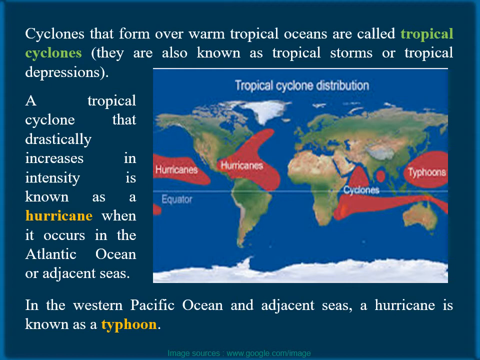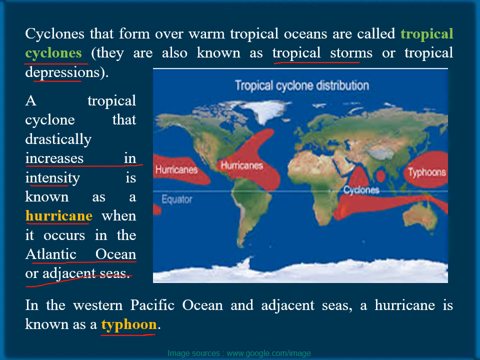Now, cyclones that form over the warm tropical oceans of Earth are known as tropical cyclones. They are also known as tropical storms or tropical depressions. Here you can see all these cyclones mainly occur near about 20 to 30 degree latitudes of both hemispheres. A tropical cyclone that drastically increases in intensity is known as a hurricane when it occurs in the Atlantic Ocean or adjacent seas. In the Western Pacific Ocean and adjacent seas, it is known as a typhoon. So in different oceans, the tropical cyclones have different names.